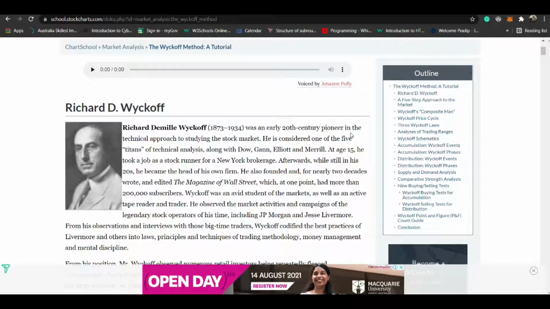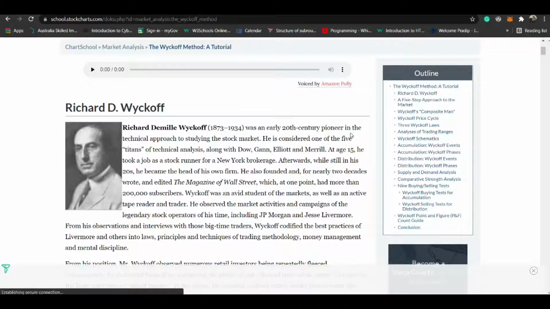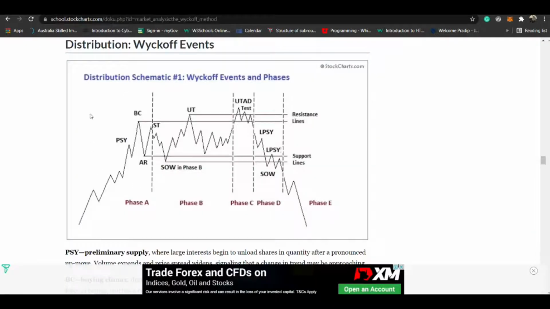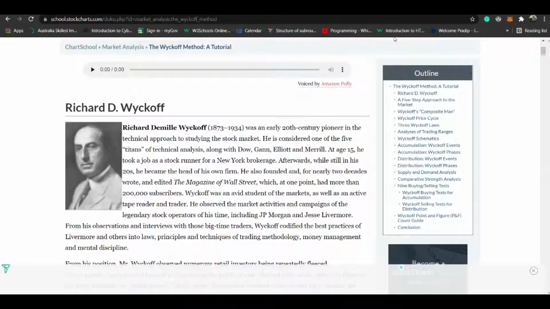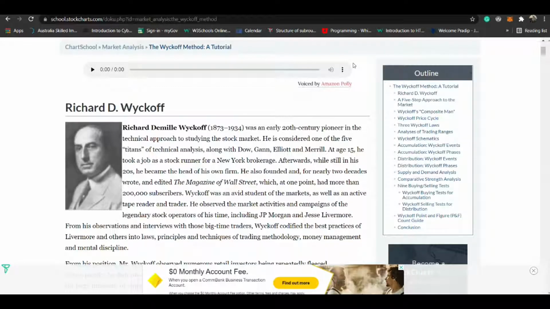Like I said, this explains the basic accumulations and distributions. It also shows the structures like this. What kind of behaviors does the market show when it's distributing? What kind of structure does it show when it's accumulating right here? So do check it out. I'm pretty sure this will give great value to your understanding of the market.